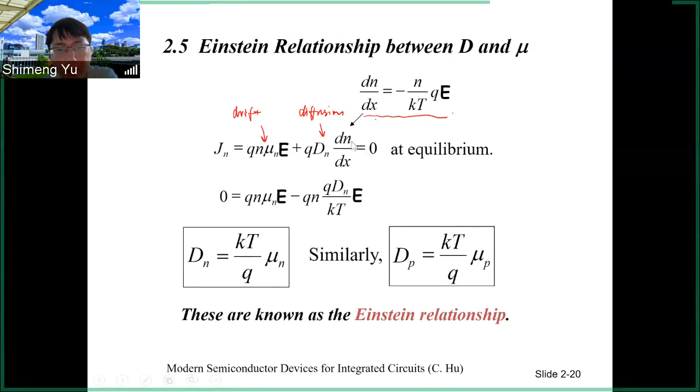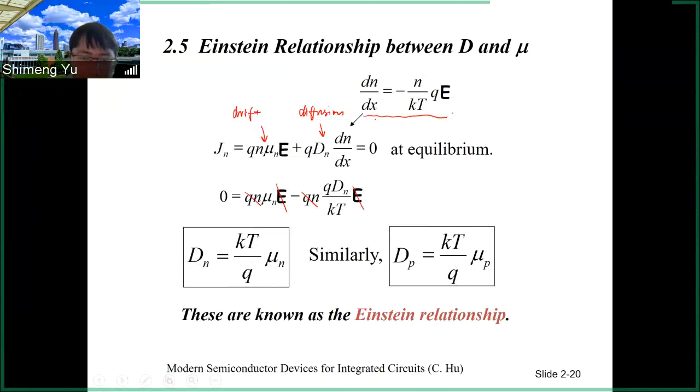And then you plug in the dn over dx with this. Then you will get the following equation. And then you can cancel the common terms. This qn, qn. Then what is left is this mu n and q dn over kT. And after you rearrange, then it's Dn equals kT over q times mu n. Or in other words, the diffusion constant is proportional to the mobility, and then the coefficient is the thermal voltage, because this kT is the thermal energy, and then q is the charge.